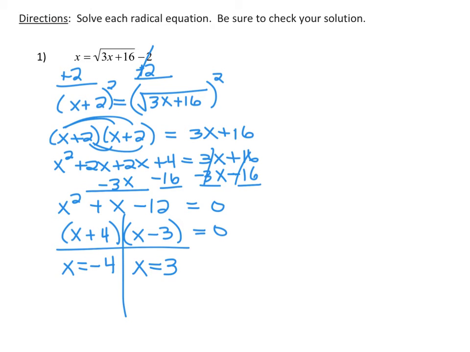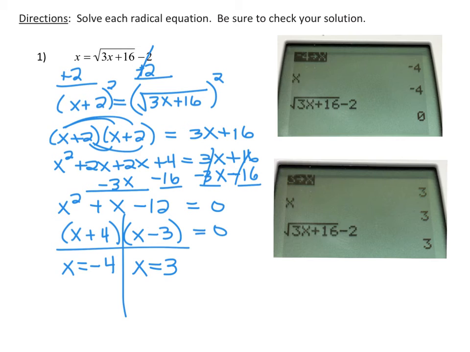Now remember, we don't circle them right away. We have to check them. And you can use the store button in your calculator, but you want to check and see if we have any extraneous roots. Okay, so I did it in my calculator. You don't have to do this in your calculator. You can just substitute it in and figure it out by hand. I mean, it's pretty straightforward. But if you want to do it in your calculator, okay, I first check the negative 4.